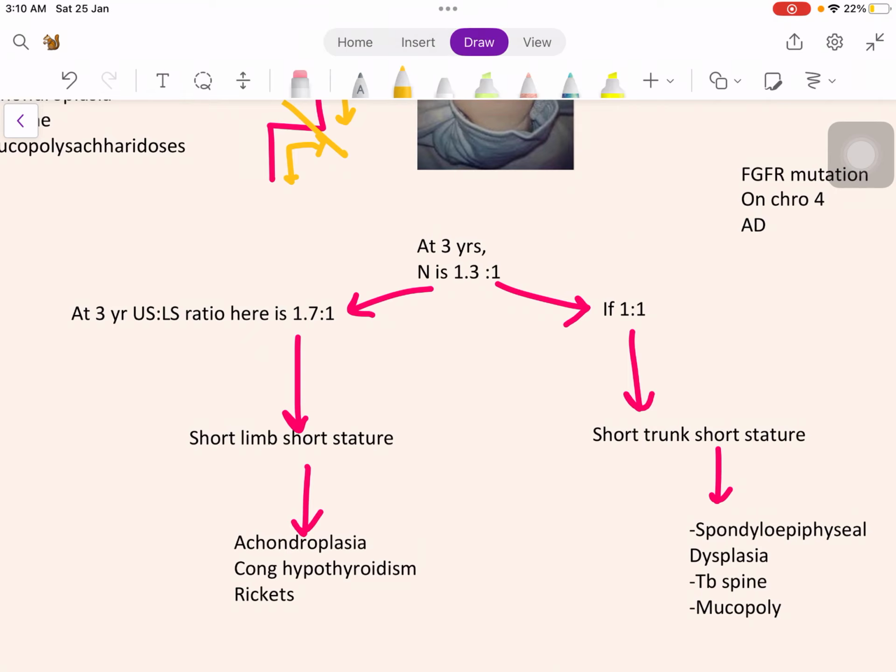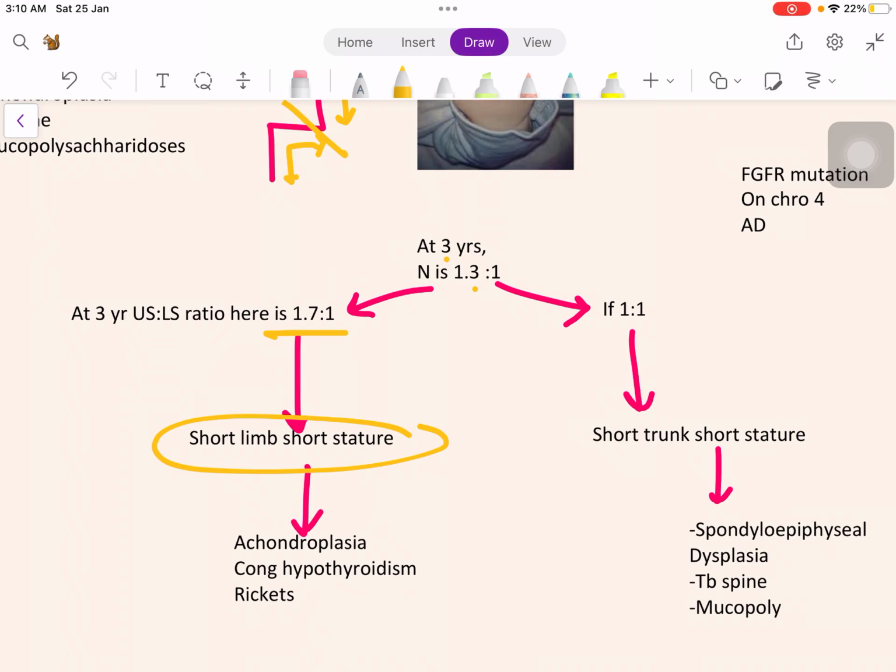So at 3 years, remember that at 3 years the ratio is 1.3:1. Now in this question it's 1.7:1. So one part out of the upper segment or lower segment has decreased because it's short stature. So we have to find out which part has become shorter. So the ratio has increased here. That means the lower segment has become shorter. So lower segment was limbs, so this becomes short limb short stature.